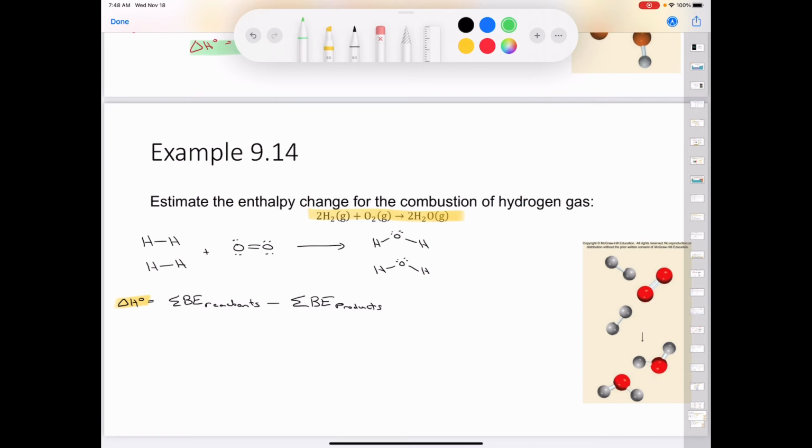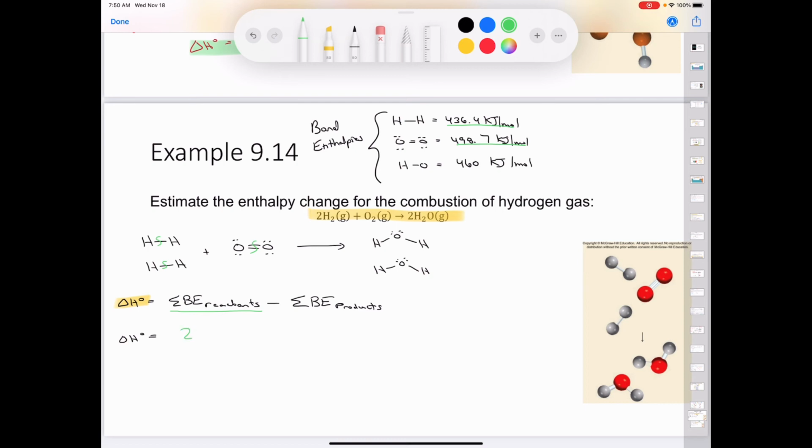So if we think about the bond enthalpies of the reactants, we're going to have to put energy in to break the hydrogen-hydrogen bonds and to break the oxygen-oxygen bond in H2 and O2 respectively. If I look at the bond enthalpies, the hydrogen-hydrogen bond is 436.4 kilojoules per mole, and the oxygen-oxygen bond is 498.7 kilojoules per mole. Since I have 2 moles of hydrogen, I'm going to multiply 2 times 436.4, and I'm going to combine that with my oxygen-oxygen bond strength, which is 498.7.